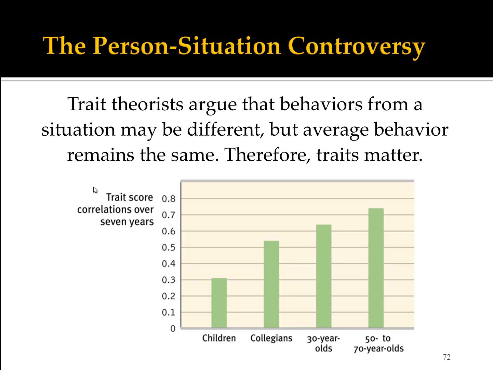Okay, when we look at this, this is where we start to look at that stability over time. And you come down here and you can see children are a little bit less stable. These are trait score correlations over 7 years. Children, we can see there's a lot more variability over 7 years. When we look at our college years, let's say 18 to 25, we start to become more stable. There's a better correlation there between early college years and later college years. When we look at 30-year-olds, the personality we had at the beginning of our 30s compared to the end of our 30s is becoming much, much more stable, and correlates much higher. And we get up to 50 to 70 years of age, and it becomes pretty much stable.